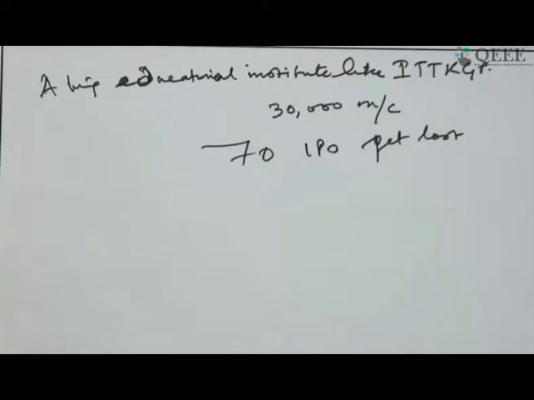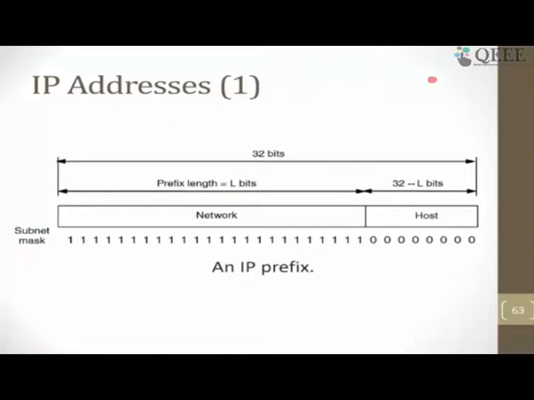So that's why you see this flexible structure of IP, where you have the network, which is an IP prefix, and then you have the host. So this can vary. If I say I want IP for 16 machines, what should be the value?